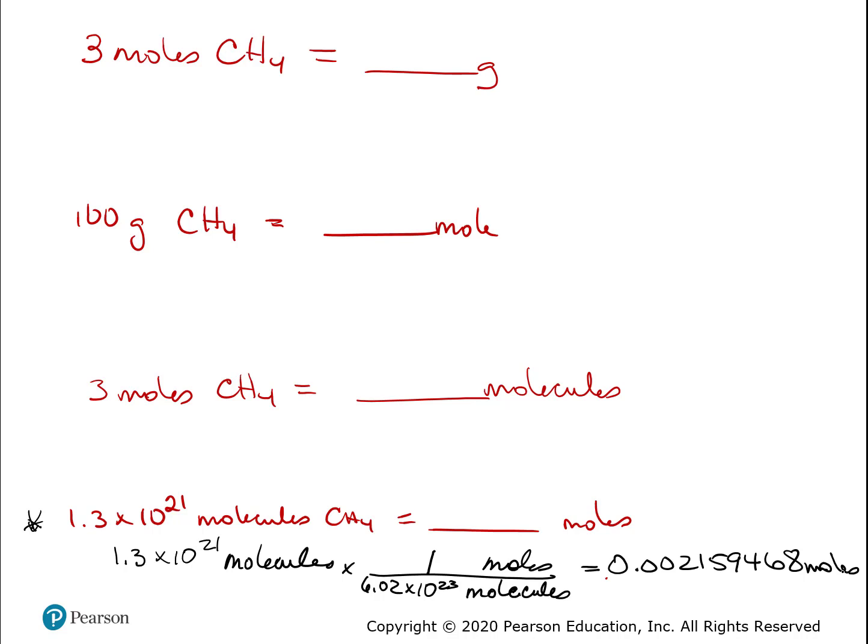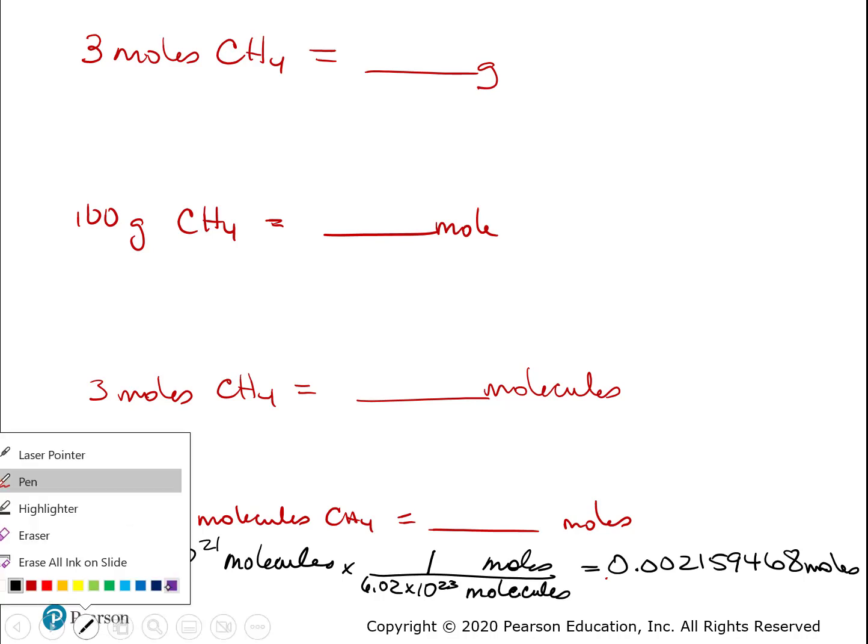So I put 1.3, then my EE, 21, and then divided it, because see how 6.02 times 10 to the 23rd is in the denominator? So then I divide it by 6.02 EE 23. Don't have to use parentheses. They go on automatically, and then hit equals. Did you get that? Okay. 0.002159468. Everybody got that?